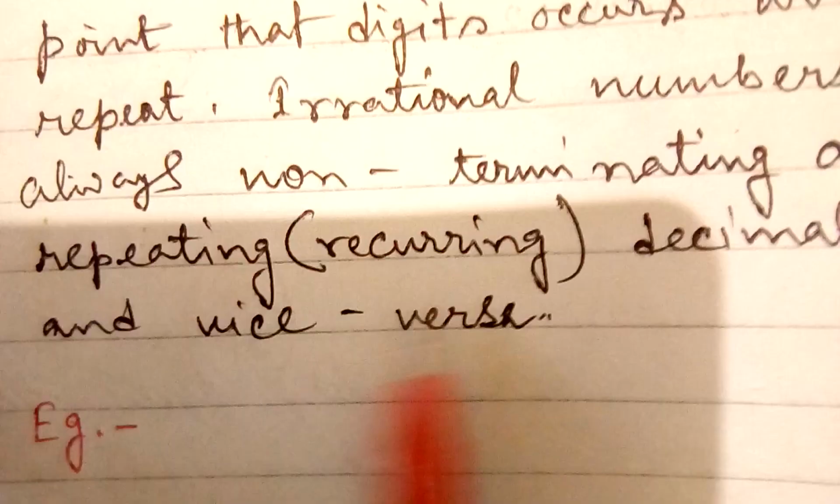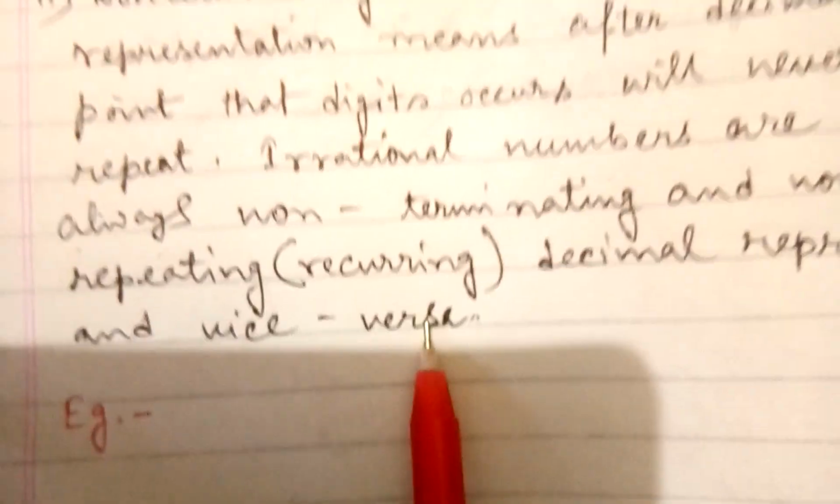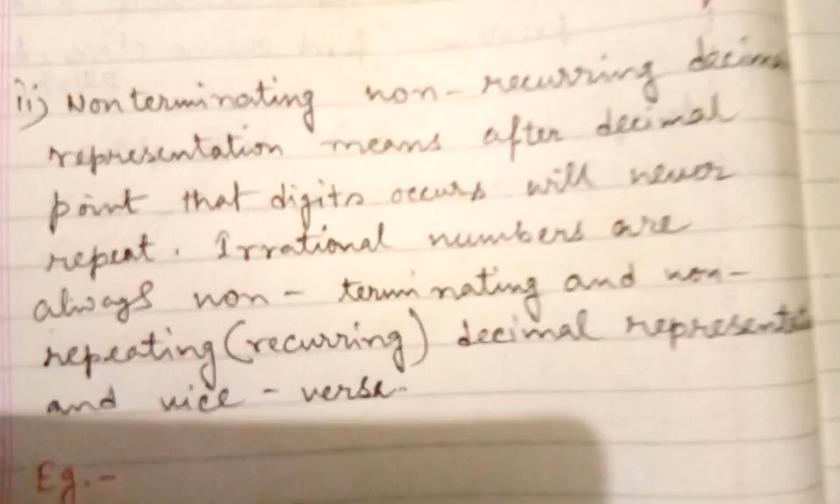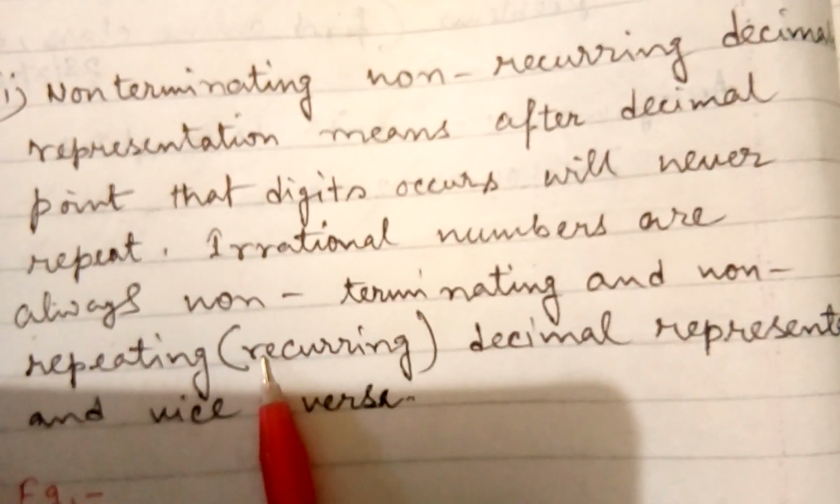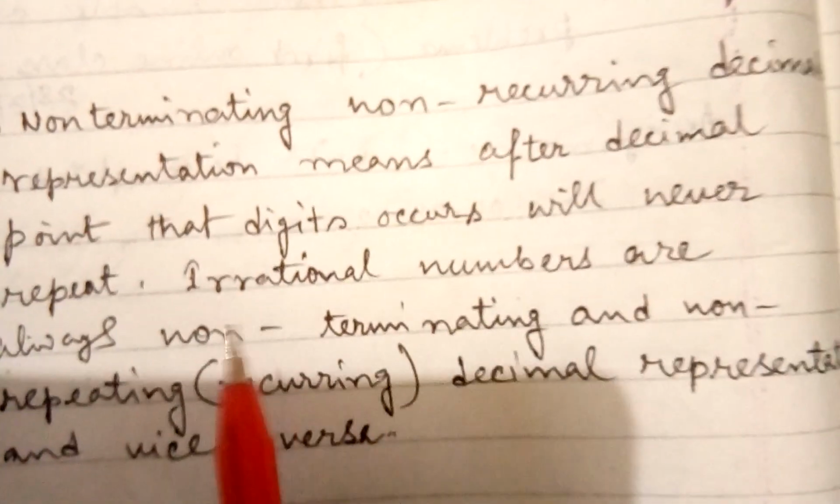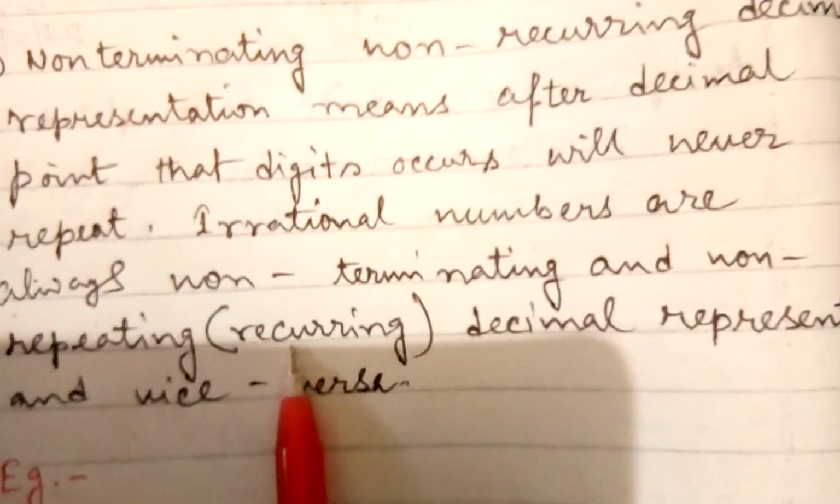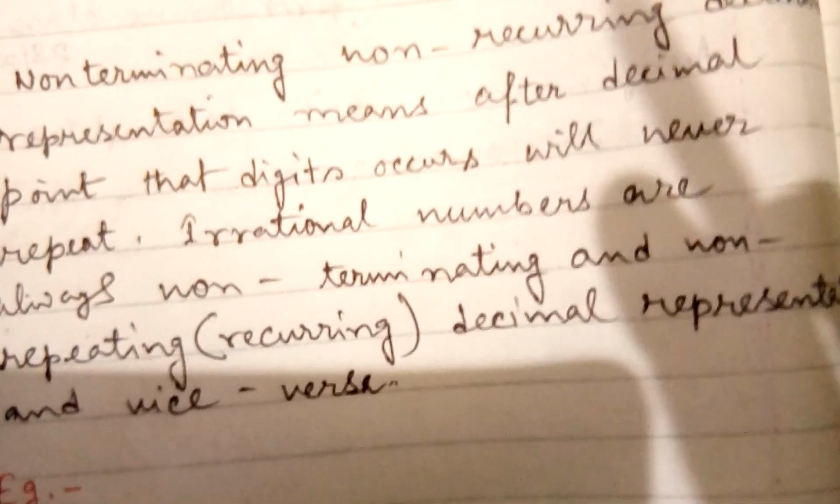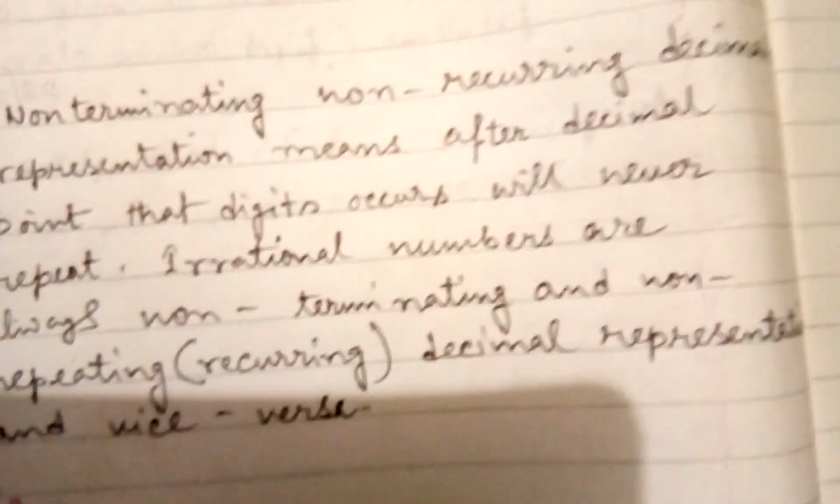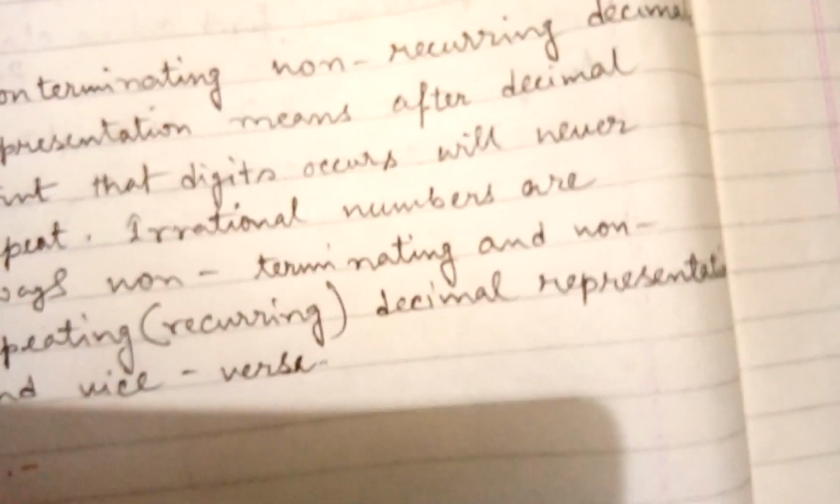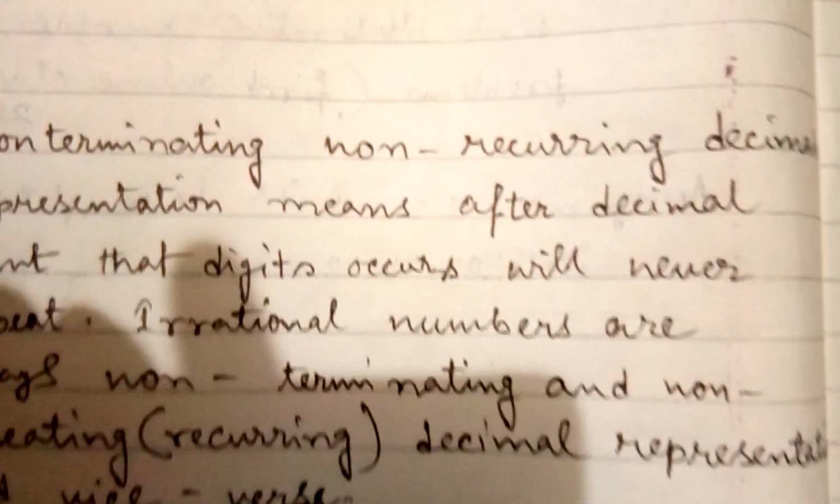I have written, you can see, vice versa. What does this mean? This means all irrational numbers are non-terminating and non-repeating decimal representations, and if a decimal representation is given as non-terminating, non-repeating, then it is an irrational number. Remember that. Now I will explain with an example.